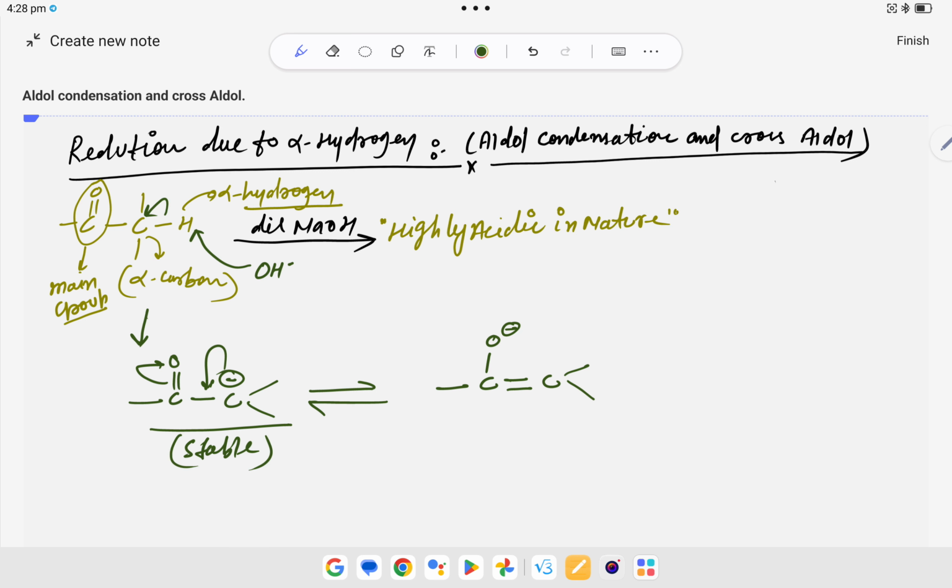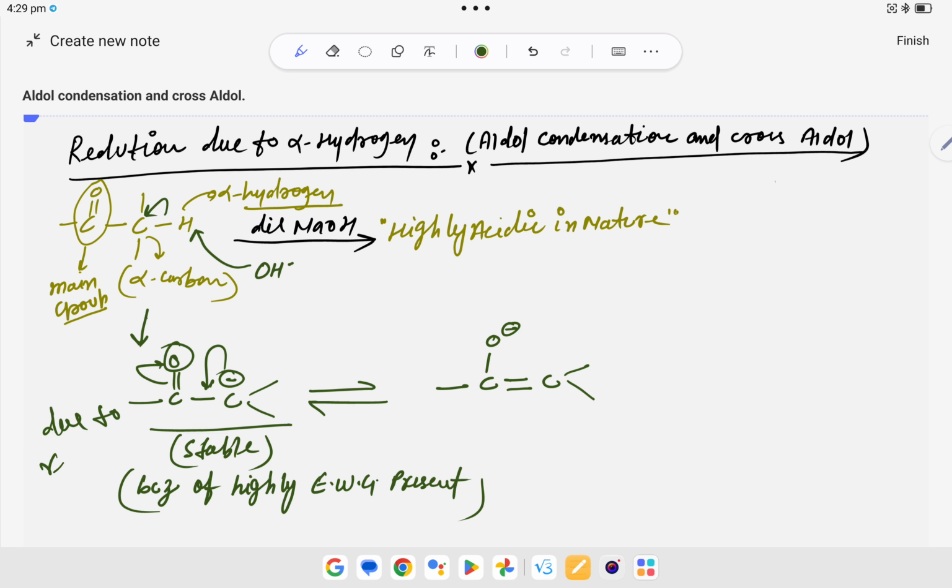Why is it stable? Because of the highly electron withdrawing group, that is your oxygen, which is present. So stability is due to resonance. Stability due to resonance. So check it here.